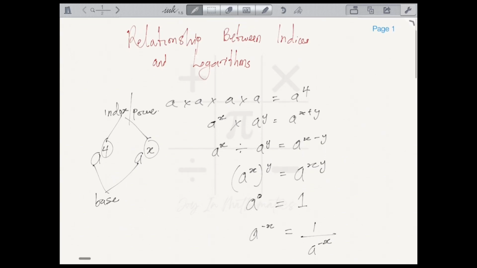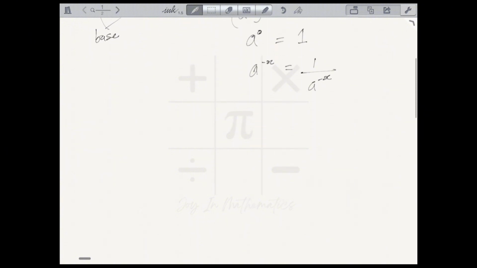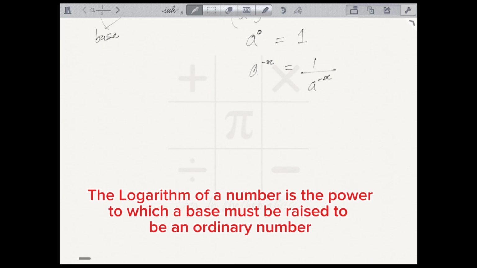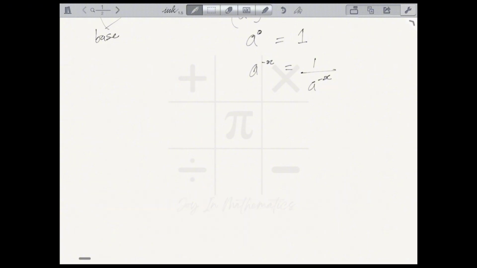Now, we can relate indices and logarithm together when we understand that the logarithm of a number is the power to which a base must be raised to give an ordinary number. So if y is the number and x is the base, then y is equal to x raised to the power of n, where n is the logarithm of y to base x, and in this case our n is the index.